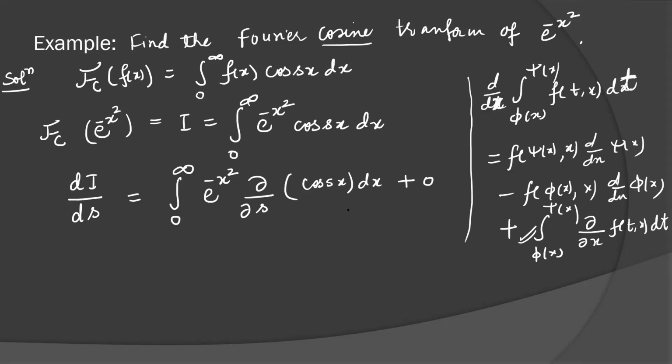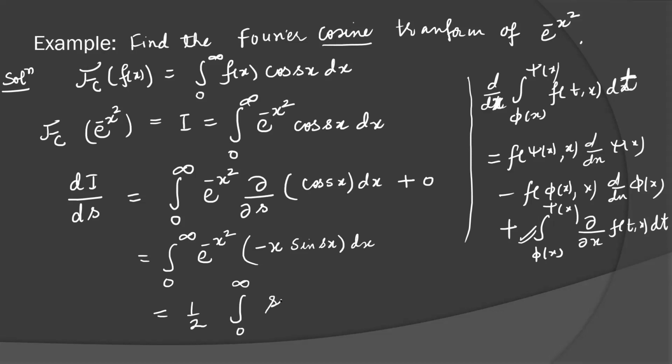So I am going to differentiate with respect to s. We cannot differentiate with respect to x because we are already integrating with respect to x here. It will give you the integral from 0 to infinity of e to the power minus x square, and if you differentiate with respect to s, it will give you minus x sine sx dx. Now you have the derivative of minus x square, that is minus 2x, so minus 2x must be there. So I'm going to multiply by 2 and divide by 2. Now you can write it like this: sine sx into minus 2x e to the power minus x square dx.